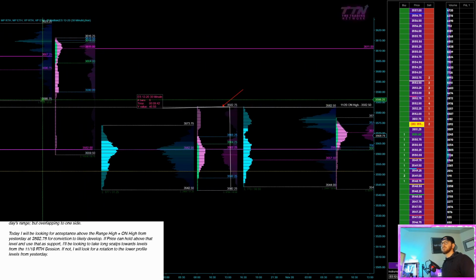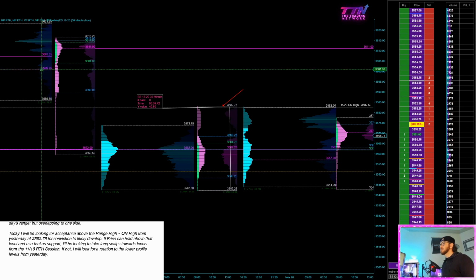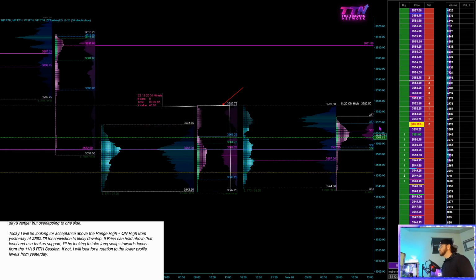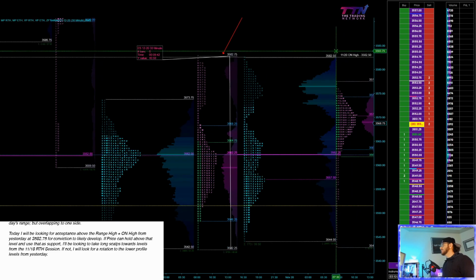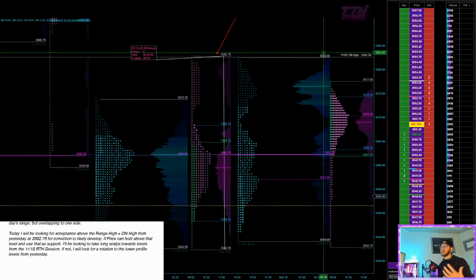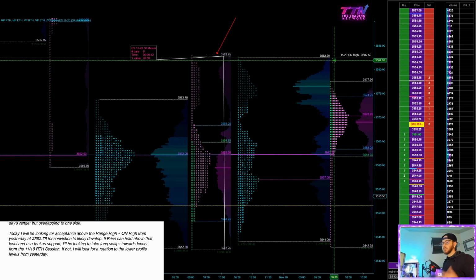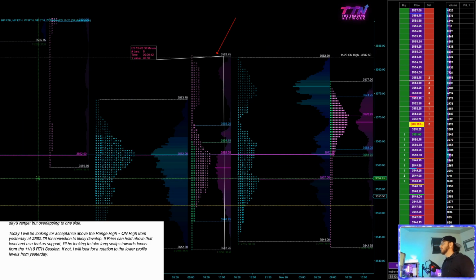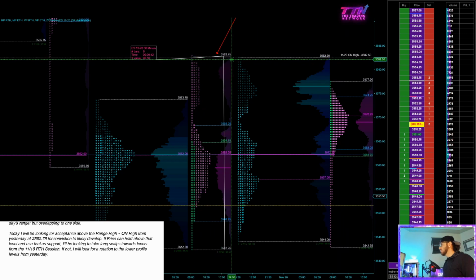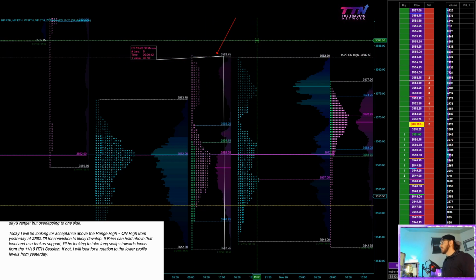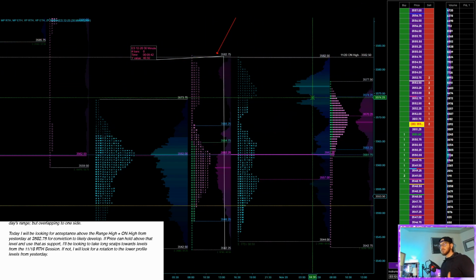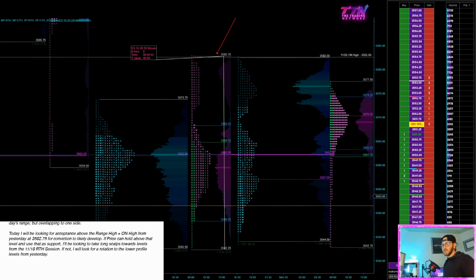You can see here I got 85, 90, 3600, 3604, etc. So that was going to be my line in the sand, and I thought that we were going to get directional conviction to the upside if we broke that level. Now on the flip side, if we could not break that level, I was going to look for a rotation to the lower profile levels from yesterday, which is exactly what we got. We could not even get up to the overnight high or the range high from yesterday, and we got some nice selling and eventually some bracketing or ranging price action.